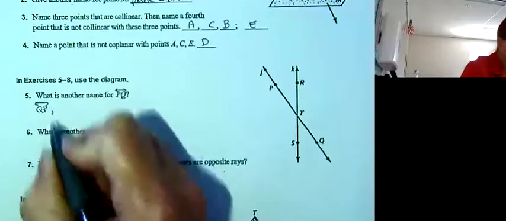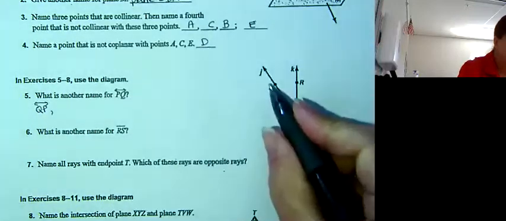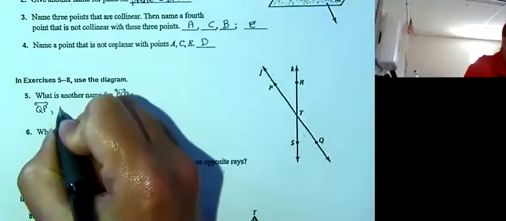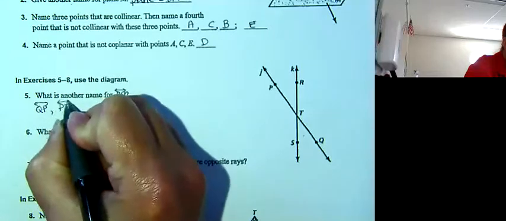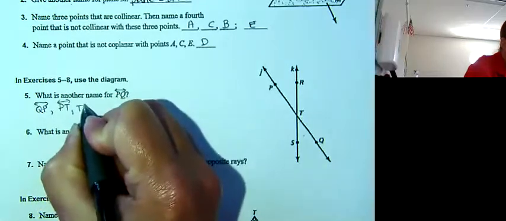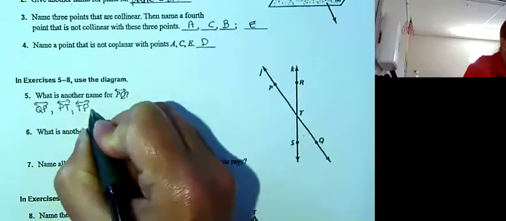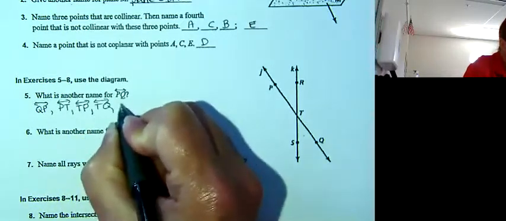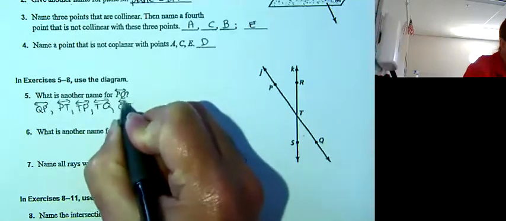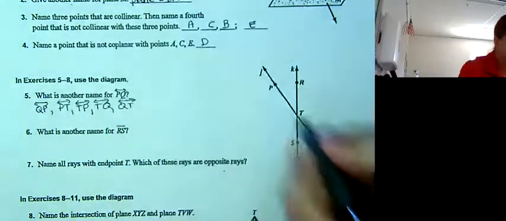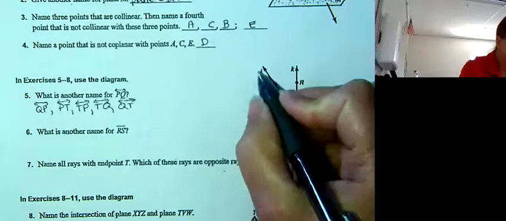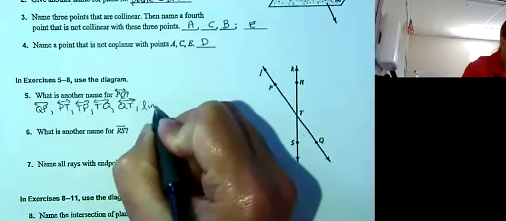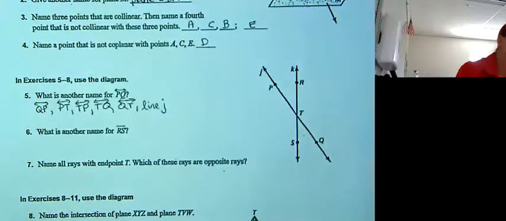And then I can use any other 2 points. So this time I'm using P and Q, so I can maybe switch and just use line PT or TP or TQ or QT. Those are all the same line. And then also there's a lowercase line, so I could also write line J.